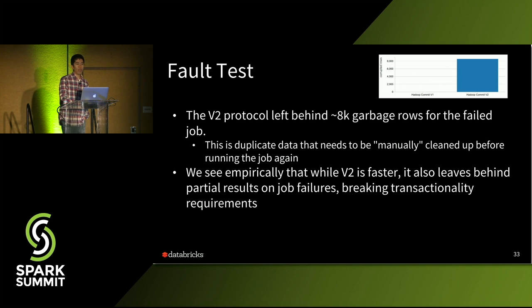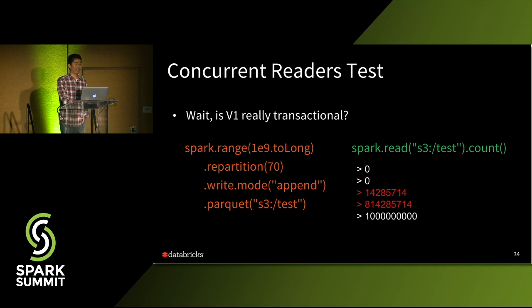So overall, we see that empirically, while V2 is faster, it also leaves behind partial results on job failures, breaking the transactionality requirements. So you might think, OK, there's this trade-off: use V1 for correctness, V2 for performance. But really, is V1 that transactional? So let's do another test.